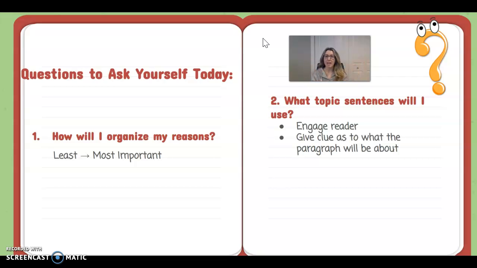Then you're also going to be asking yourself, what topic sentences will I use? How will we engage the reader and clue them in as to what we're going to be writing about? And we will get to some examples in just a moment.